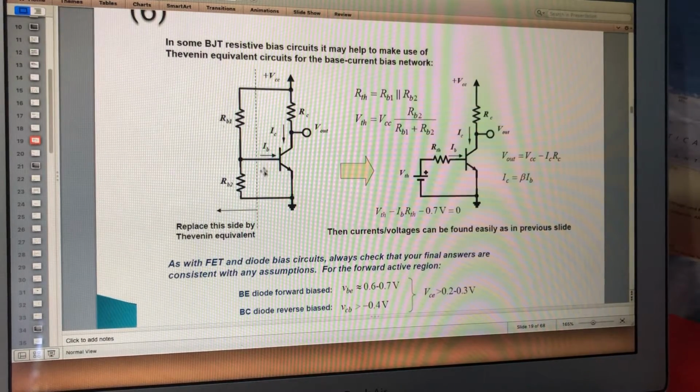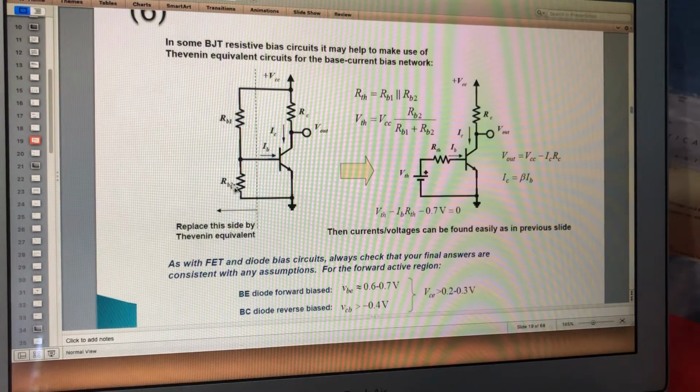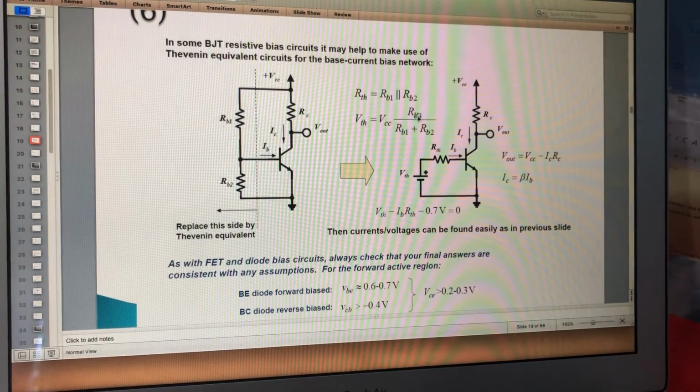So you cut this circuit here. RB1 and RB2 are in parallel and become RTH, and we find the Thevenin voltage at this point. So it's RB2 over RB1 plus RB2. Please don't put RB1 on top, because I've seen people make the mistake of finding the Thevenin voltage by putting RB1 here.